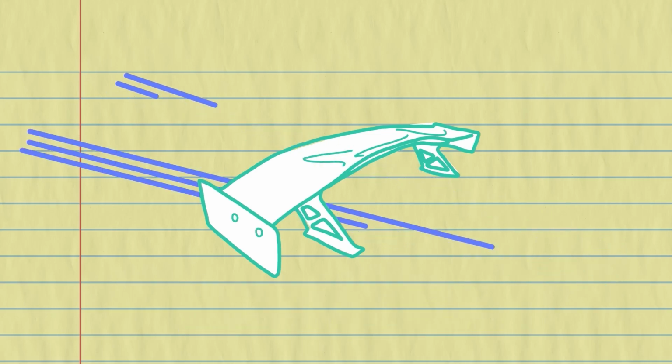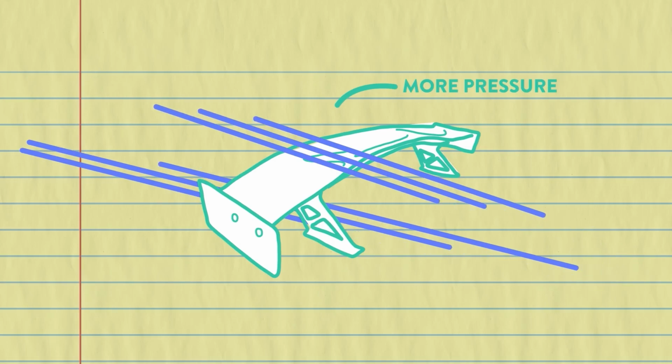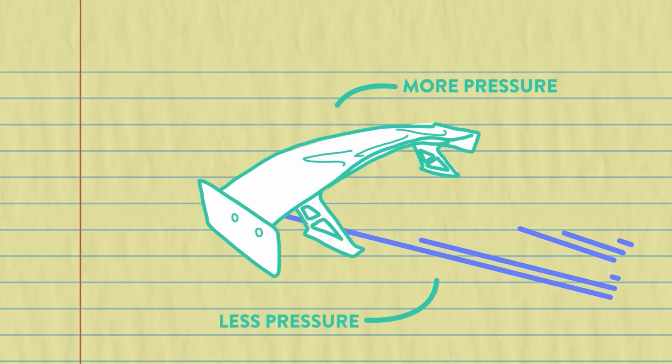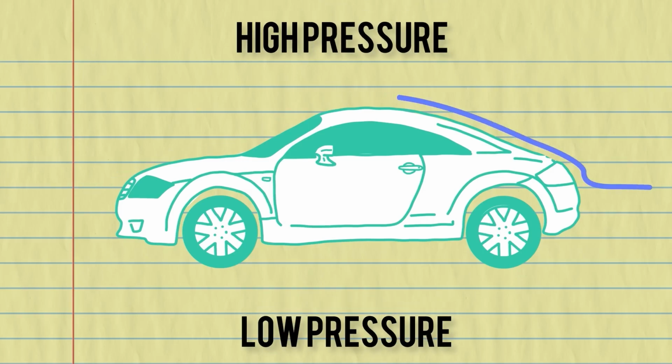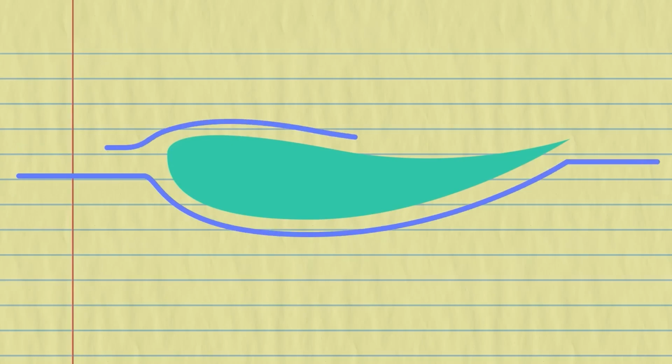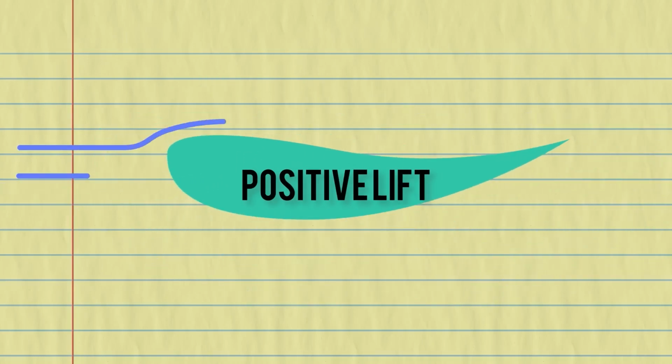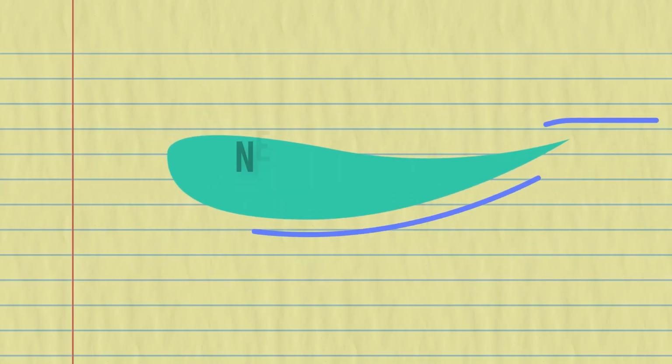A wing mounted on a car generates downforce when the air moves more quickly across the bottom of the wing than it does across the top. So the slower moving air across the top of the wing exerts more pressure than the faster moving air underneath. This results in downforce. But how do we get the air to do that? We have to make the wing in an airfoil shape, and the direction you mount the wing determines the positive and negative lift.